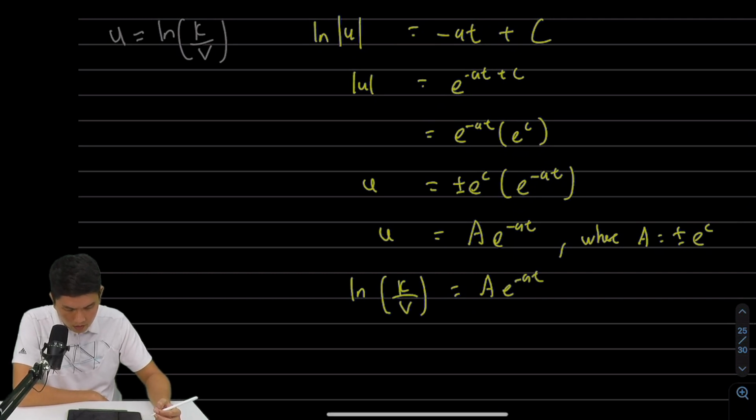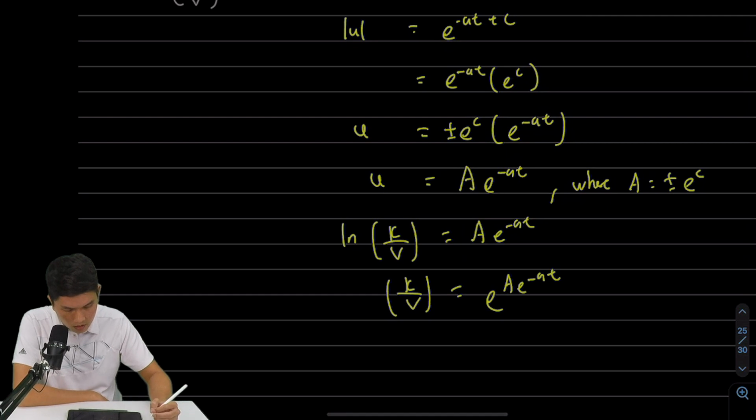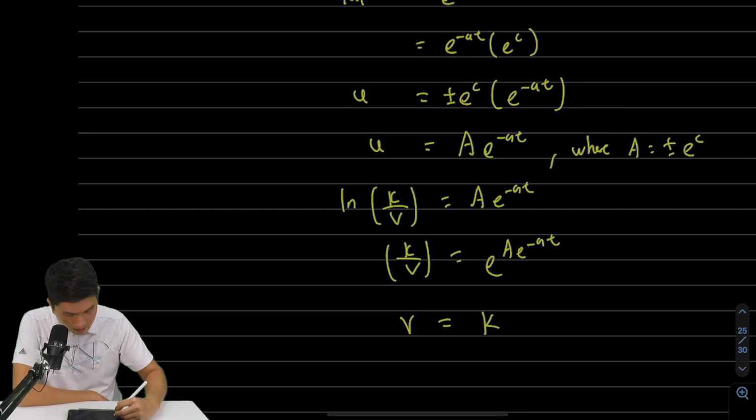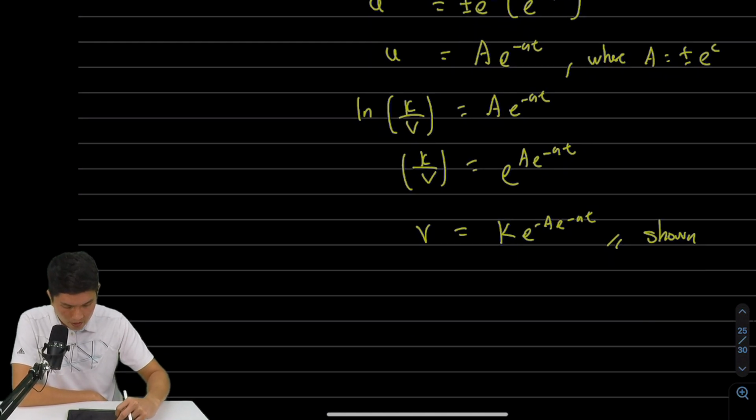Okay, and then to remove the natural log, I have to raise e to the power of negative at. Making v the subject of the formula, that will be k times e to the negative a e negative at, right? Because it's 1 over. And there, we have managed to show what we are supposed to show in part 2, right? Great. Now let's look at part 3.